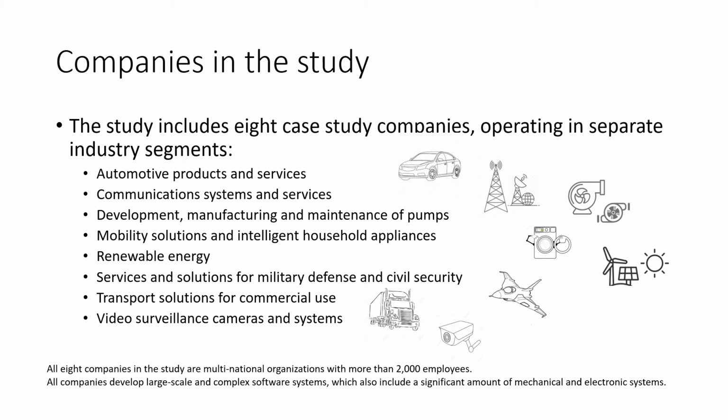These are 8 independent companies from a wide array of industry segments, from automotive products and services to communication systems and services to video surveillance systems, and quite a few things in between. One thing they do have in common is that they are fairly large. All of them are multinationals with at least 2,000 employees, some of them much, much larger than that.